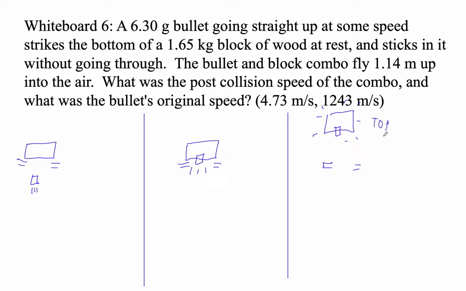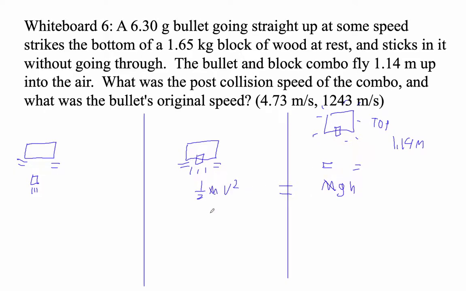I think we're going to have to work it from here. So this distance is 1.14 meters, and we're going to figure out this velocity. Here we've got mgh, and here we had 1/2 mv squared. So I'll set those equal.